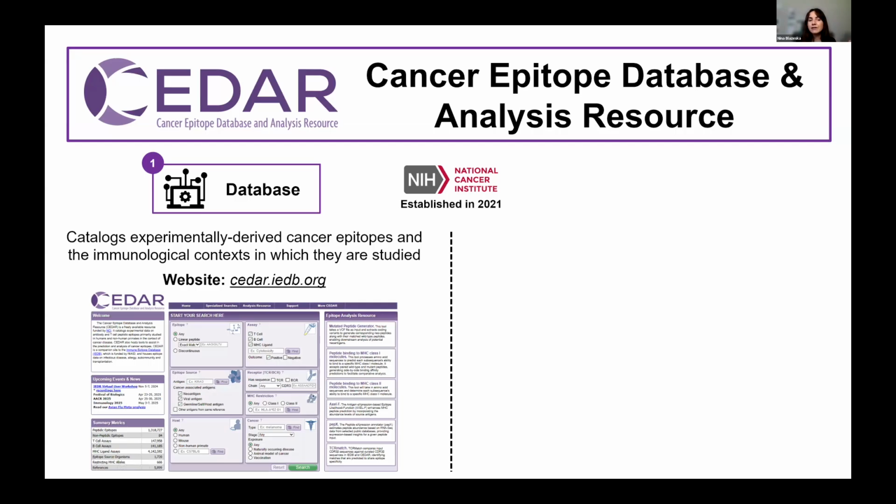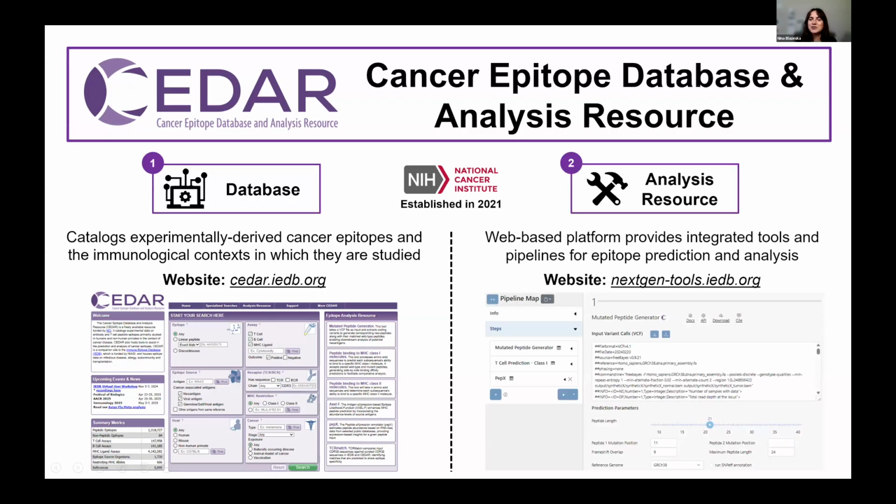As I showed earlier, if you'd like to cite the resource, there is information there. Once our application program interface, the API, is live, that will also be added under More CEDAR. So all of that is where you should go first.